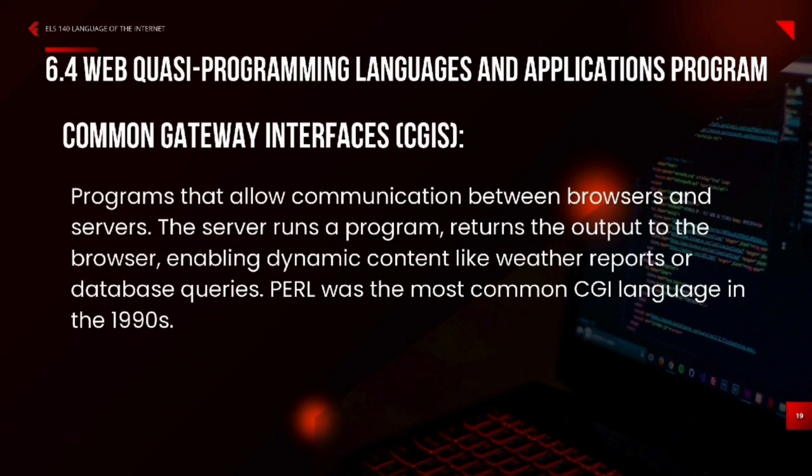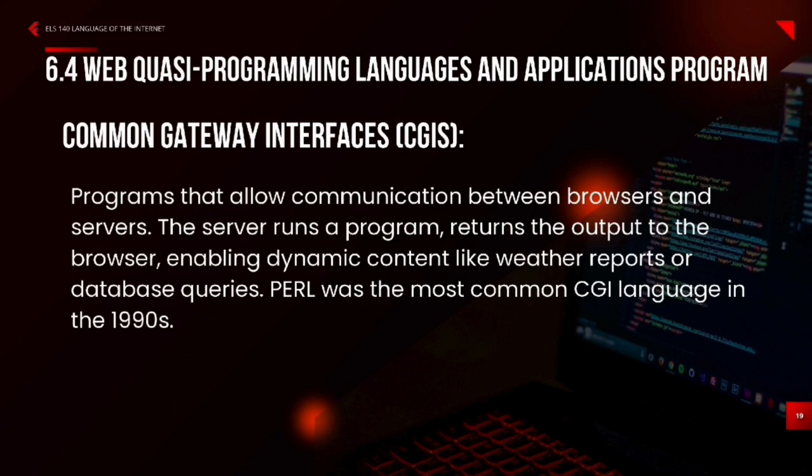So what is it? CGI is a standard protocol or interface that defines how a web server communicates with external programs, scripts, or executable files to generate dynamic web contents. It acts as a gateway between the web server and these external programs. So how does it work?